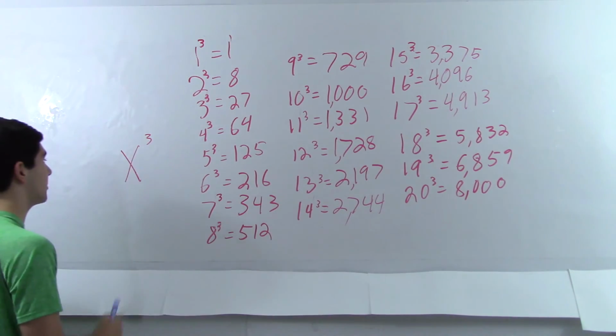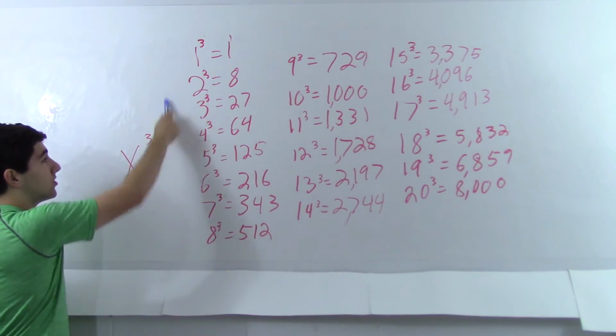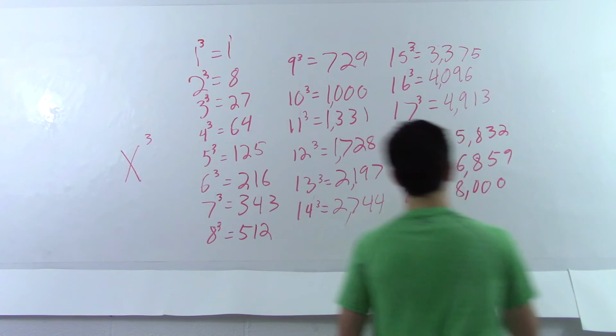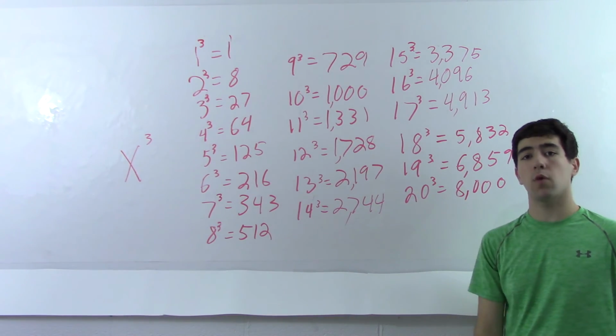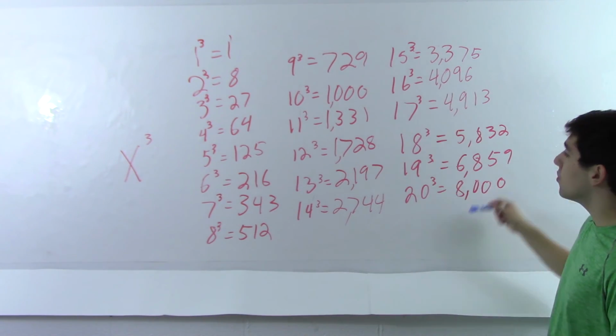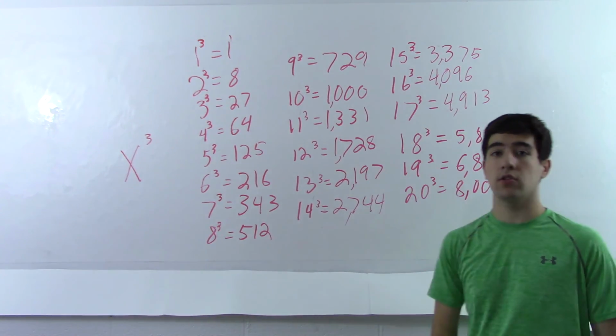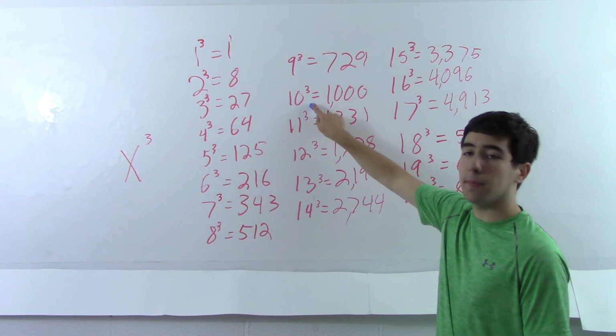Basically what this is saying is any base to the third power. Now, this is your table for 1 through 20 to the third power, or 1 through 20 cubed. And this is also important to know. Now, these numbers do get very big, but I do recommend learning all of them. If you can't memorize all of them, at least learn up to the 10th power.